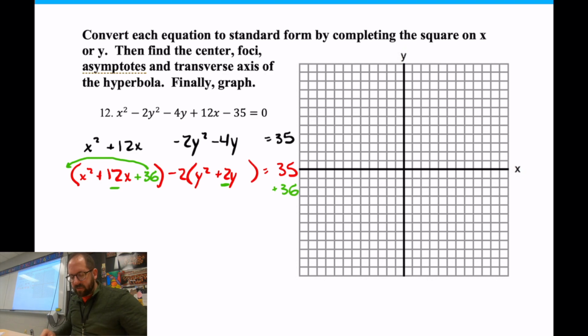Now, for the y's, what's half the middle? 1. We square it, still 1. We multiply that by the number out front, and so that's a -2, and that's what I add to the other side. I'm going to add a -2 over. So again, it turned out to be a pretty goofy little number.